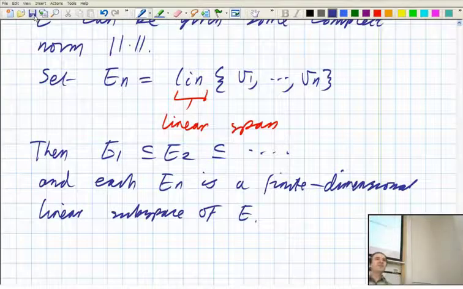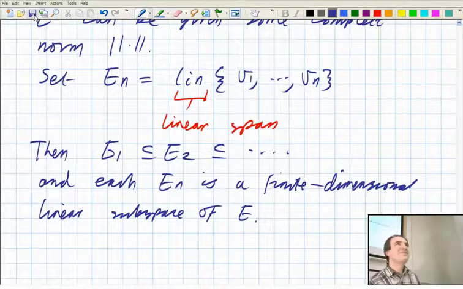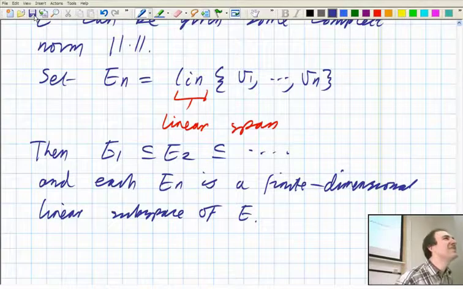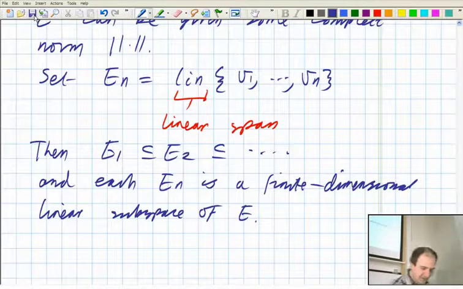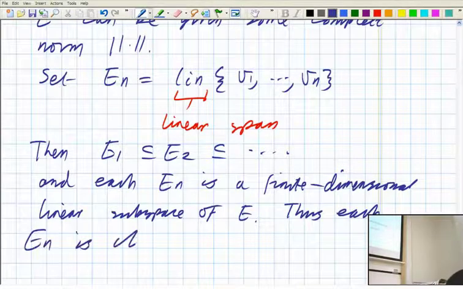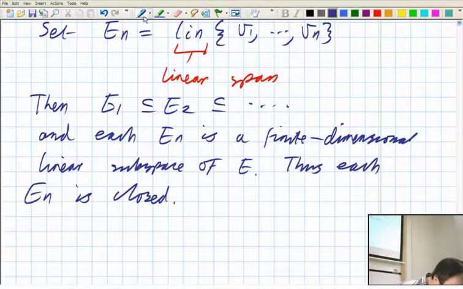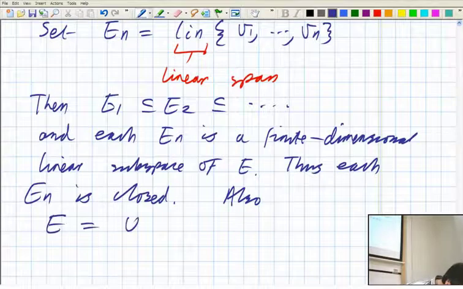What can you tell me about finite dimensional linear subspaces of normed spaces? Closed, yes, that's right. Thus, each En is closed. Also, E is a union of all of them.